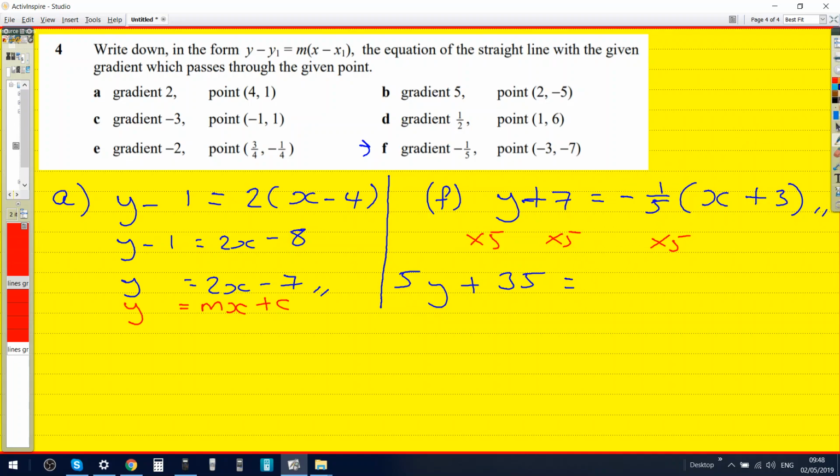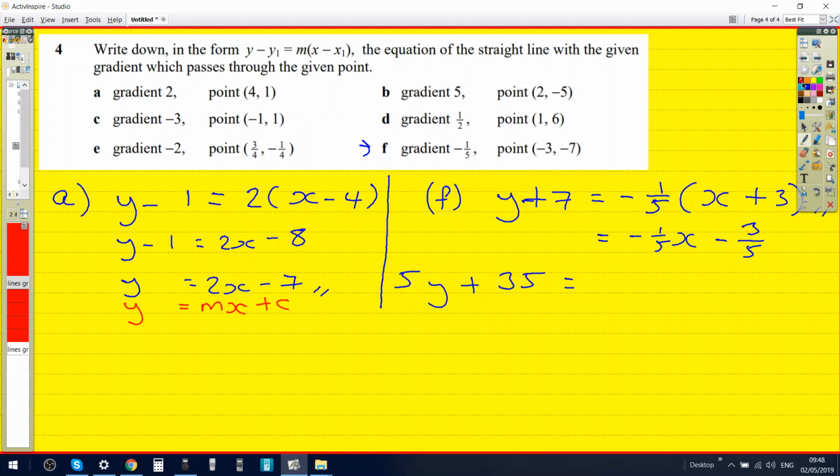No, I was afraid you were going to do that. Let's do it a different way. Expand the bracket first. Right, okay. It's minus a fifth x plus 3/5. Yeah. Minus 3/5. And now multiply everything by 5.